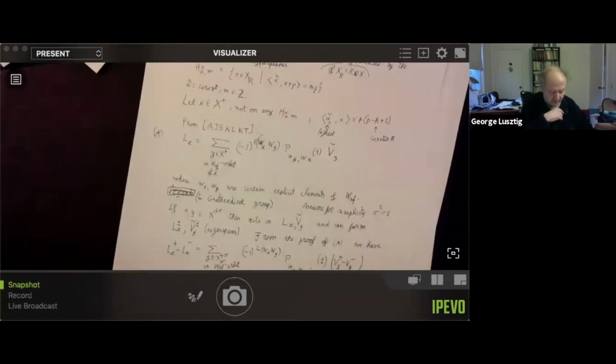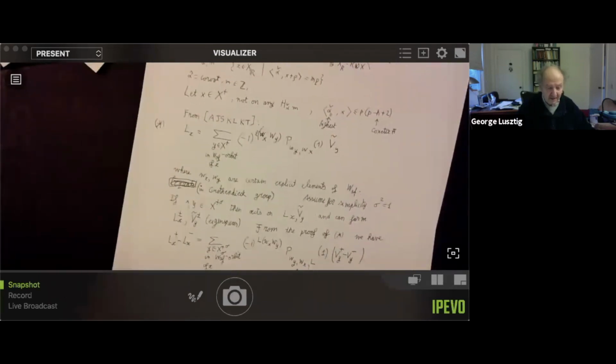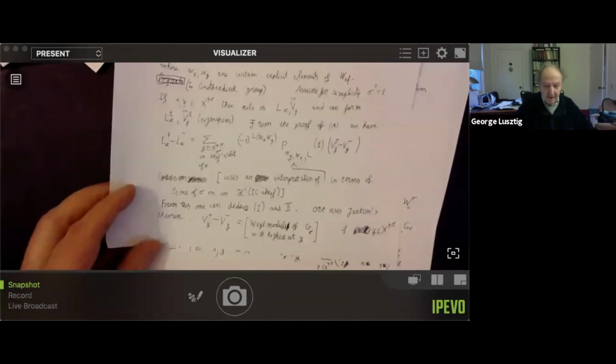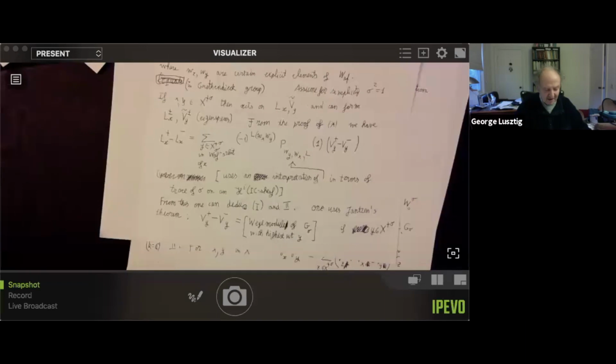One ingredient in the proof is a theorem of Jantzen, which says that if you take a Weyl module for this big group G, where the dominant weight is fixed by sigma, and take the difference of these two eigenspaces, then the character of this will be the same as a Weyl module of the smaller group with the highest weight Y. That is a very remarkable theorem of Jantzen that is used here.